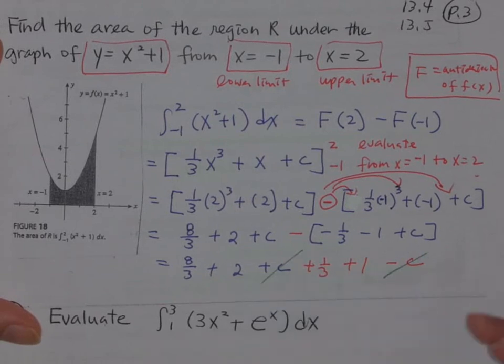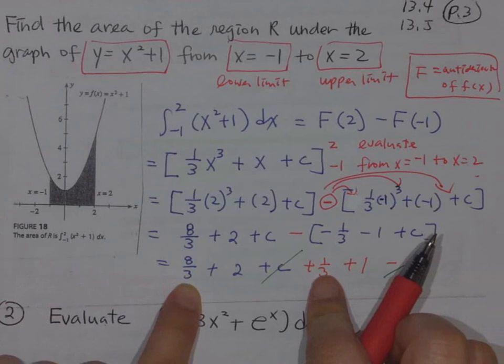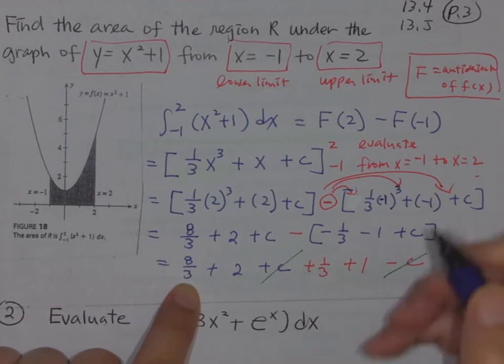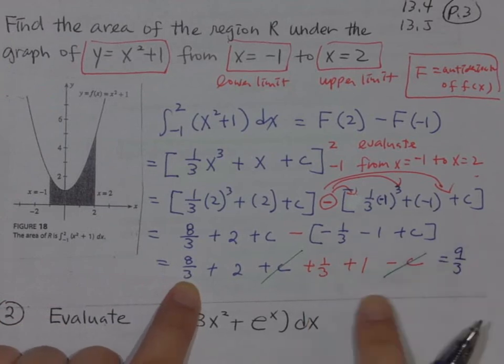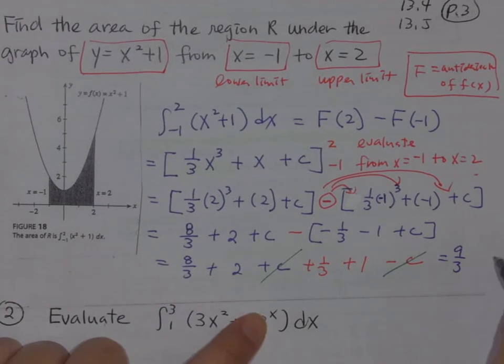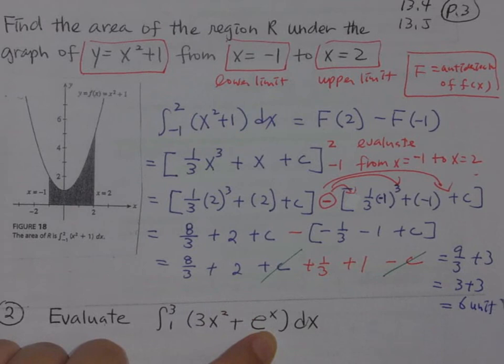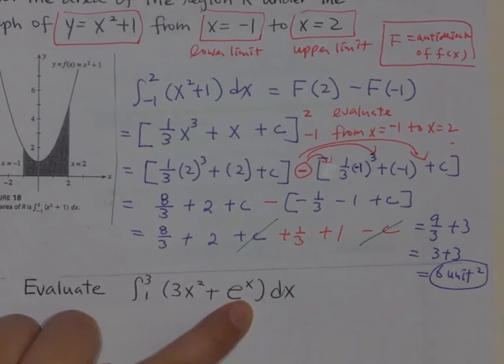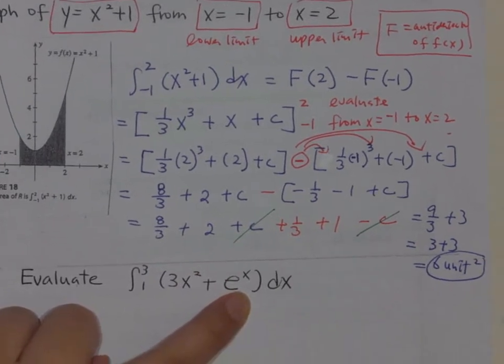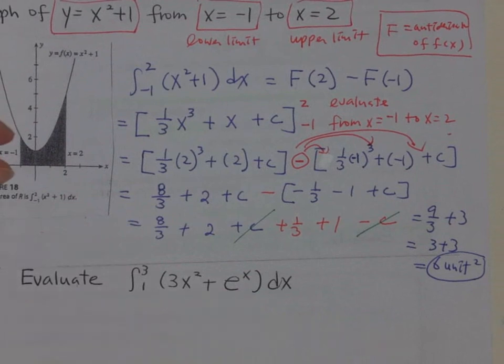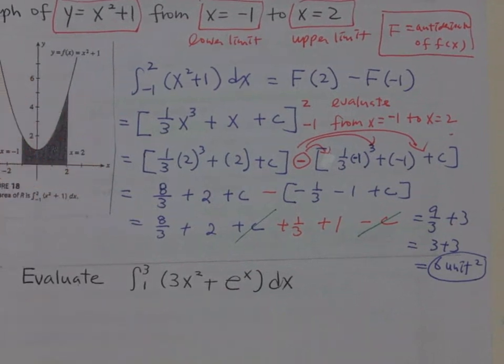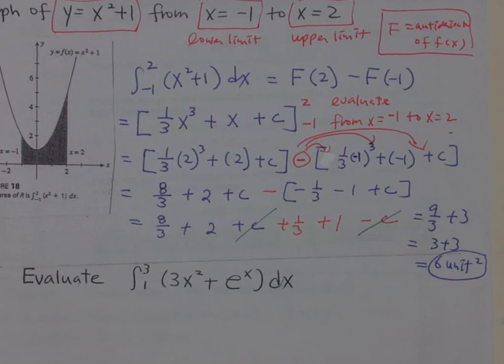And then these two add together to equal 9/3. These two add together to give plus 3. So basically 3 plus 3 equals 6 square units. So this is our very first example of finding a definite integral. Basically, it's the same as finding the area under the curve and above the x-axis. Okay, that's the first video.